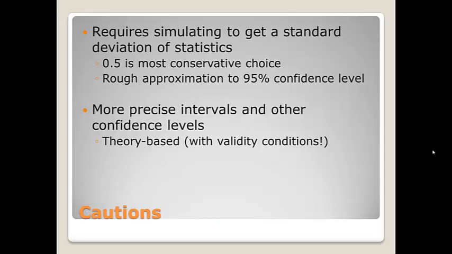Couple of words of caution on this approach. First, it does require simulating to get a standard deviation of the statistics. When you do those simulations using a null hypothesis value of 0.5 is the most conservative choice. At the end of the day, this approach should be considered a quick and dirty way to get a rough approximation of a 95% confidence interval.